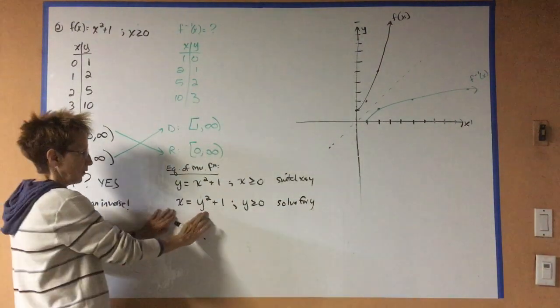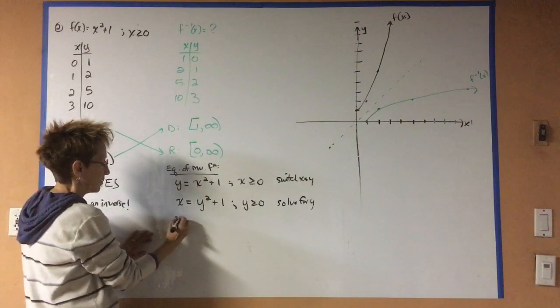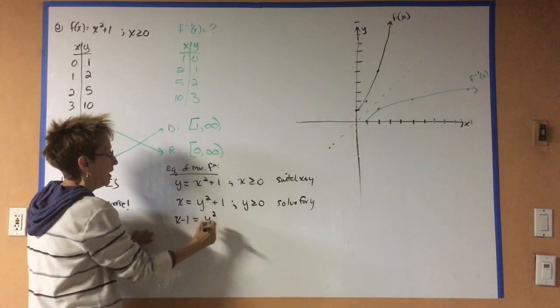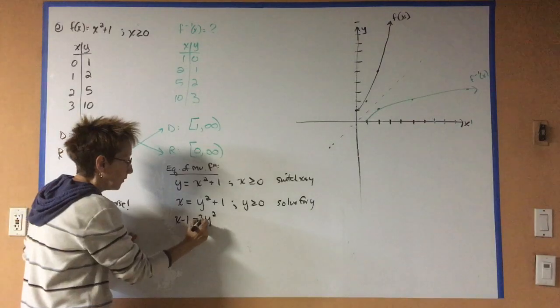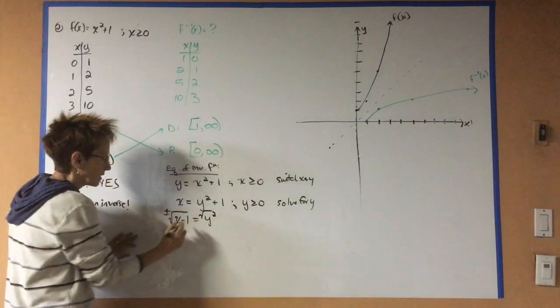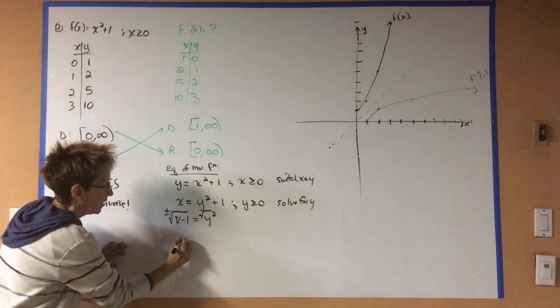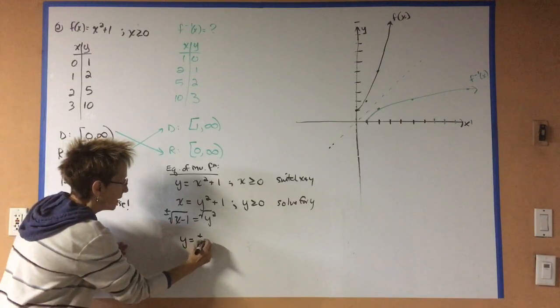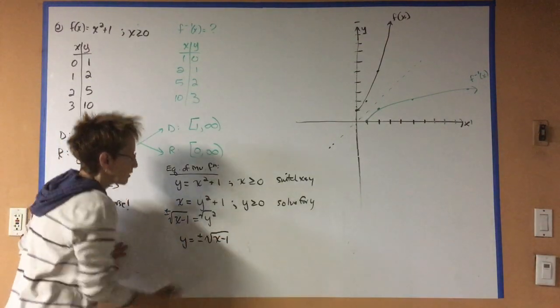So when I solve this for y, I'm going to subtract 1. So I get x minus 1 equals y squared. To solve it for y, I need to take a square root, and that introduces a plus or a minus. I'm going to write the y first. So y equals plus or minus the square root of x minus 1.